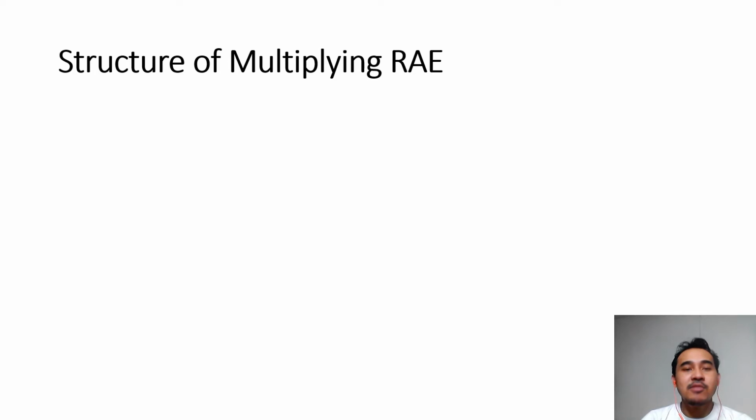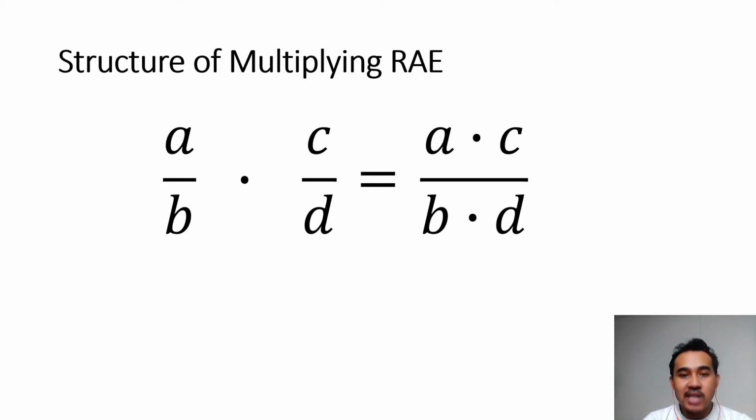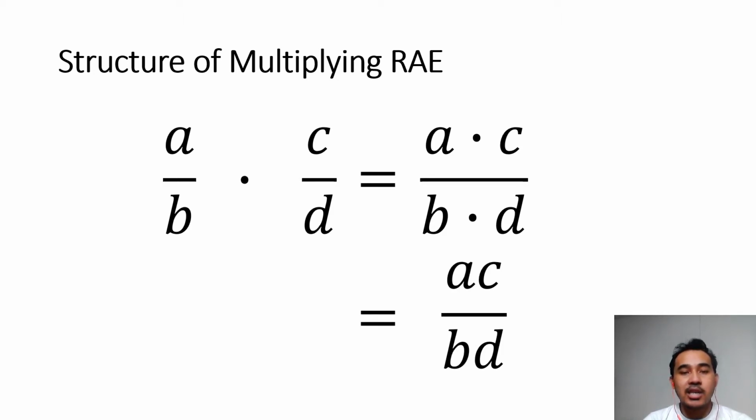Now, let's look at the structure of multiplying rational algebraic expressions. It starts with one rational algebraic expression, a over b, multiplied by c over d. What happens there is that you multiply all the numerators, so you have a times c, and then b times d. Then when you multiply that, the product would be ac over bd.